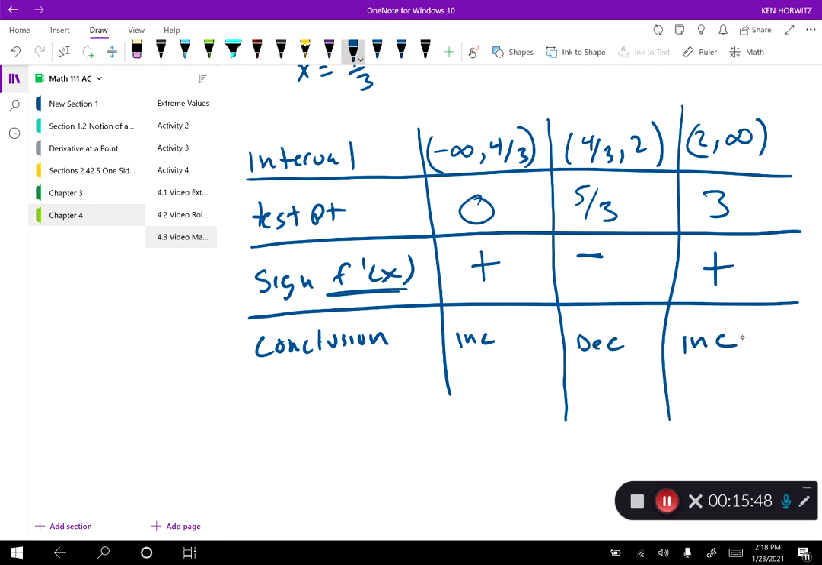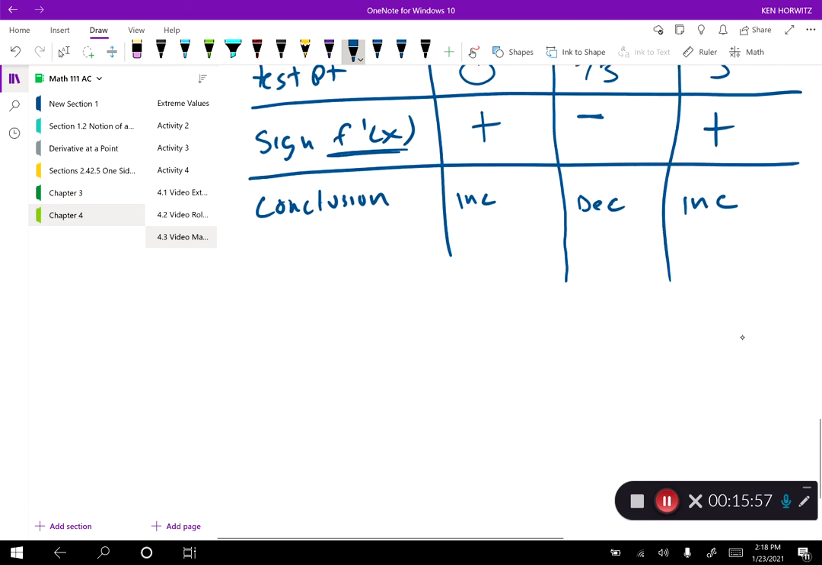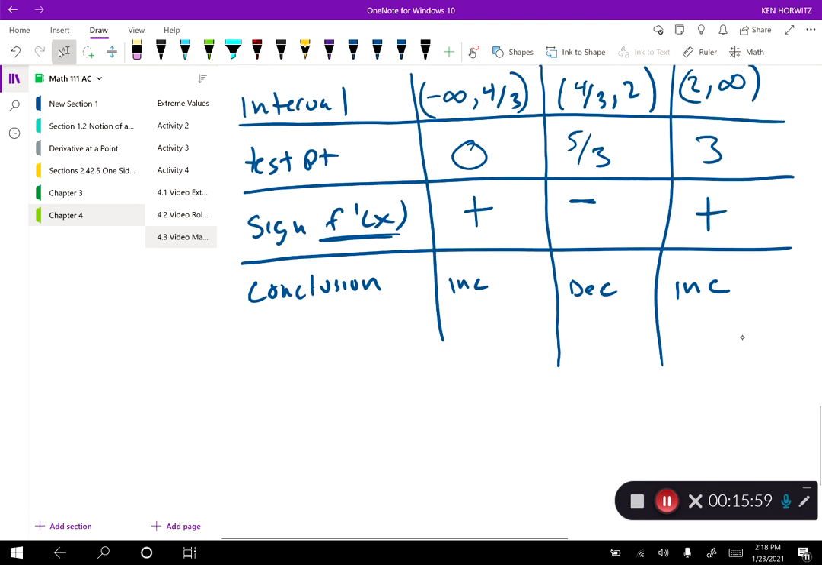So this is increasing, decreasing, increasing. So that's all the table's going to tell you. Now, you need to conclude from this table what's happening. So if the function is going up to 4/3 and then changes direction and goes down, 4/3 is a maximum.